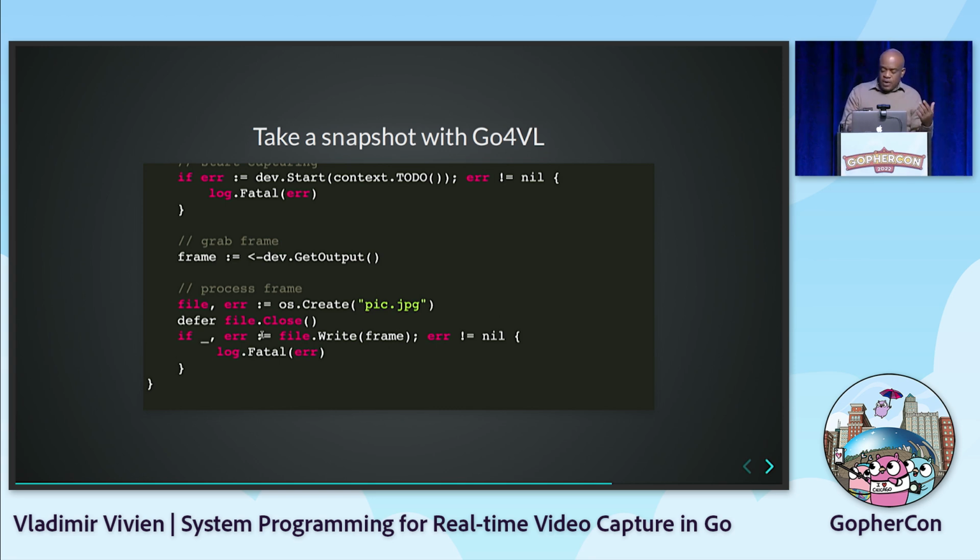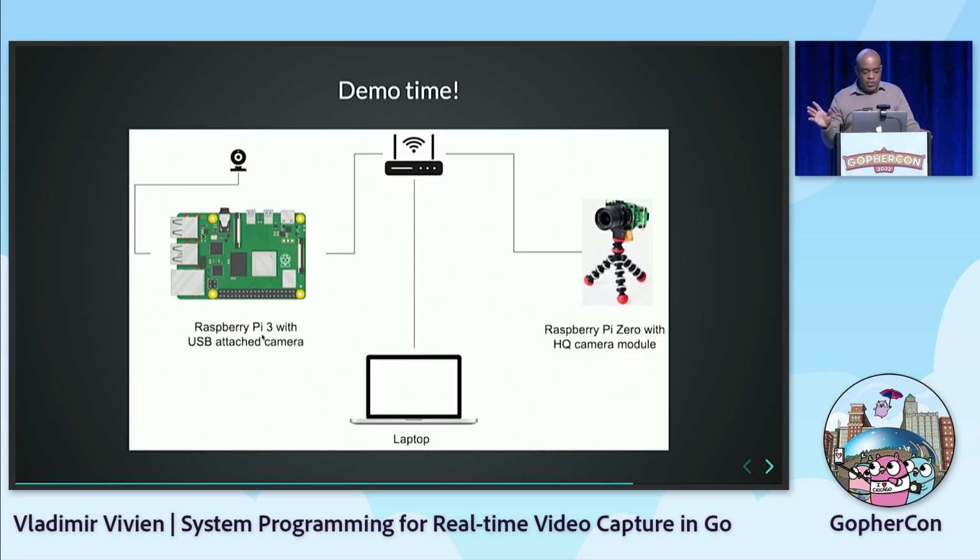So before I go on, let me show you what I have up here. From this point on, we're going to talk about demos. So this is what I have spread around me. I have a Raspberry Pi 3 with an external USB attached camera. And you may be wondering, why the 3 and not the 4? Again, pandemic, you can't find Raspberry Pi 4. And if you do, they're crazy expensive.